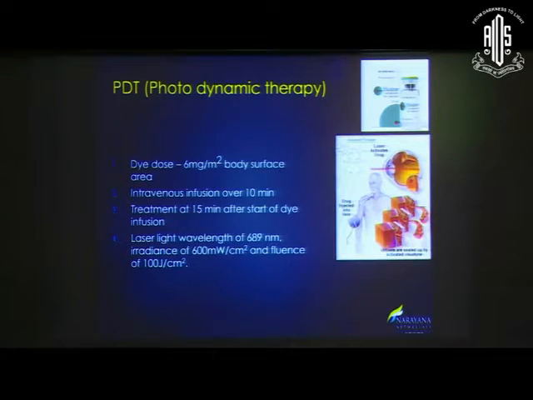The dye dose here is 6 milligrams per meter squared body surface area, and an intravenous infusion over 10 minutes is given, and the laser is given at 15 minutes after starting the dye, at a wavelength of 689, irradiance of about 600 milliwatts per centimeter squared.